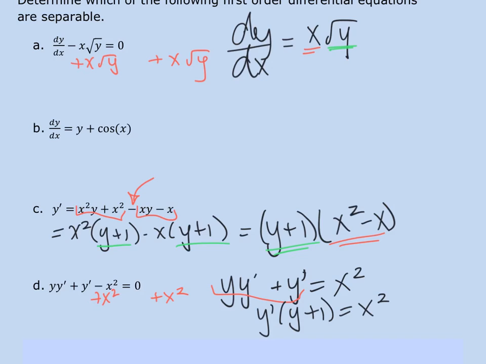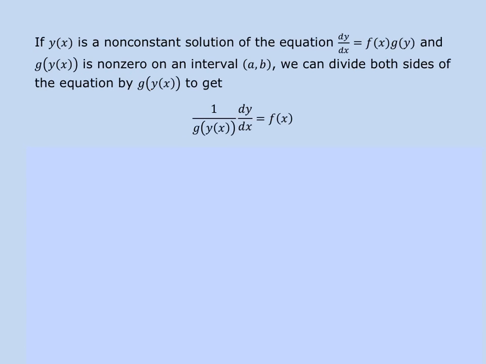Now I can go ahead and move that y plus 1 to the other side by dividing both sides by y plus 1, or in other words, multiplying by 1 over y plus 1, but I'm going to leave it there for now because it'll help us go into our next step. On my last example, I left the y plus 1 on the left-hand side.